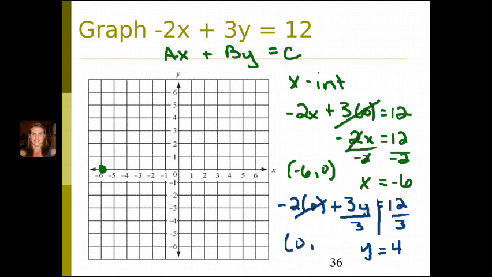So you would go to 0, 4, which is on your y-axis, and then from there, you would just simply connect these 2 points with as straight a line as possible. When you're graphing these at home, it would be helpful if your lines are drawn using a ruler. That way your line's nice and straight.